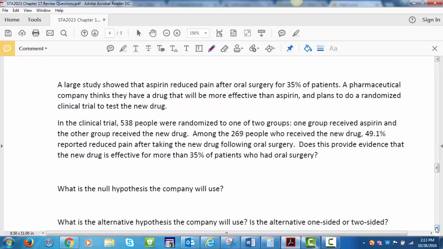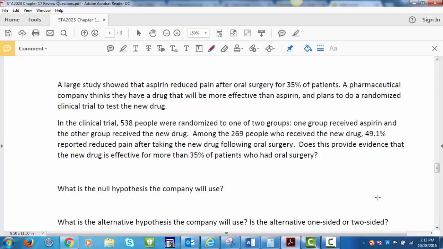All right, let's take a look at two problems. I'm going to work these through and show you how to use StatCrunch. So a large study showed that aspirin reduced pain after oral surgery for 35% of patients. A pharmaceutical company thinks they have a drug that will be more effective than aspirin and plans to do a randomized clinical trial to test the new drug. In the clinical trial, 538 people were randomized to one of two groups. One group received aspirin and the other group received the new drug.